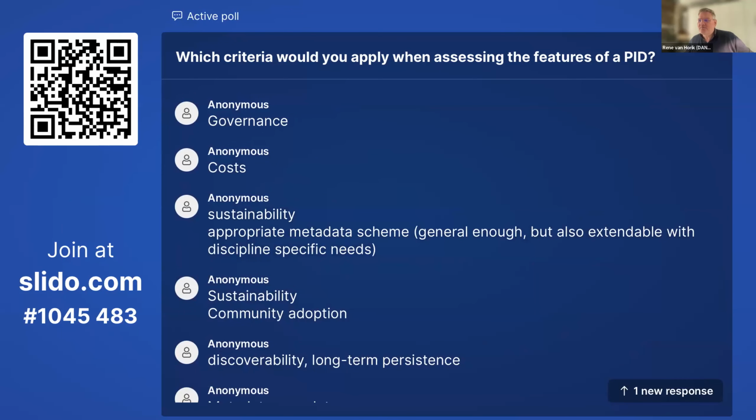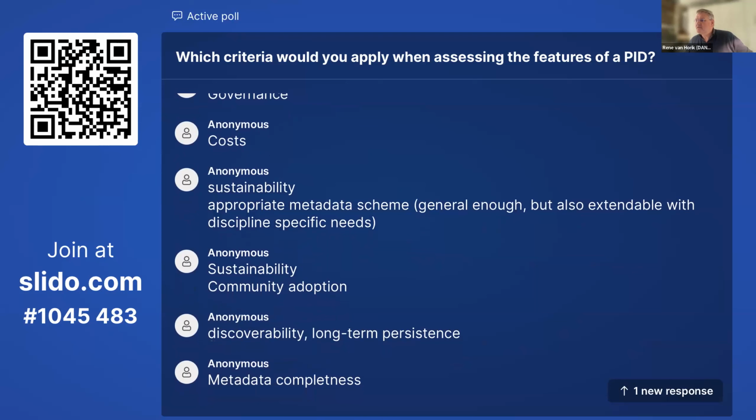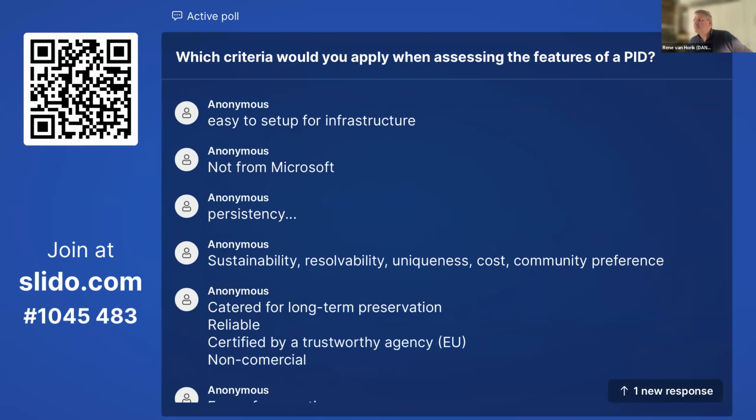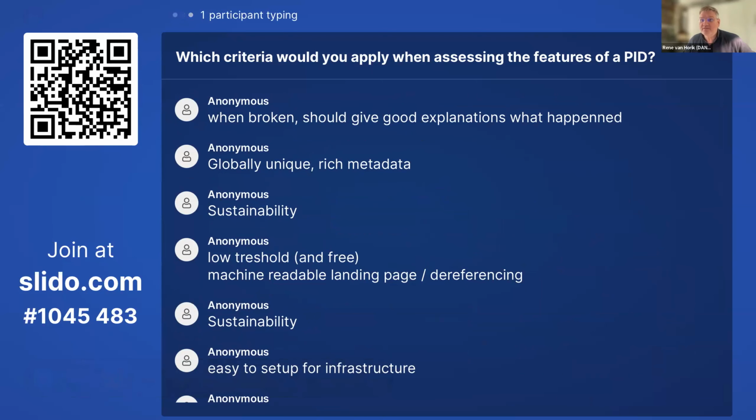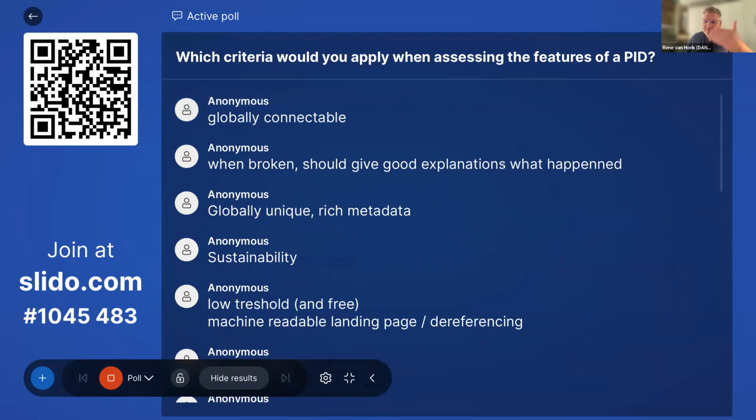You mean it should be free, probably. Sustainability, metadata completeness, I also saw them. When broken, should give good explanation what happened. Okay, yeah. When broken, you mean it's not resolvable anymore? It's often what we see, that a tombstone should be there that explains that still the metadata is there and explains why the PID does not resolve to the content anymore.